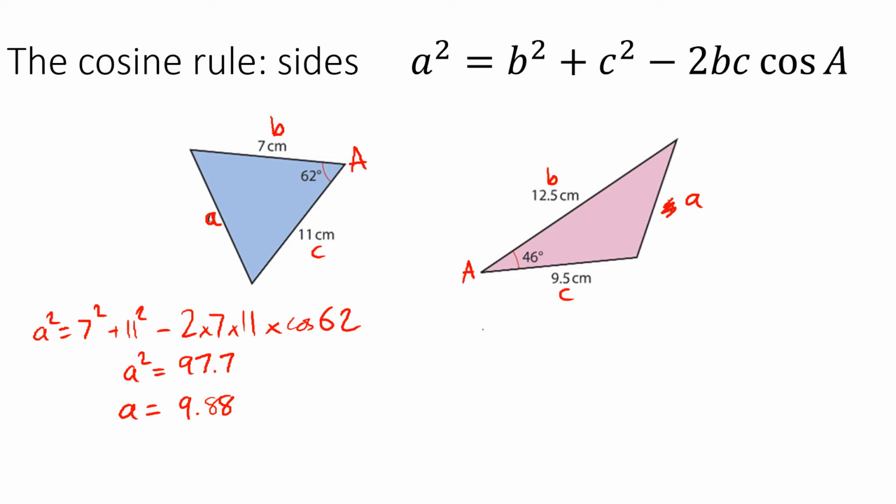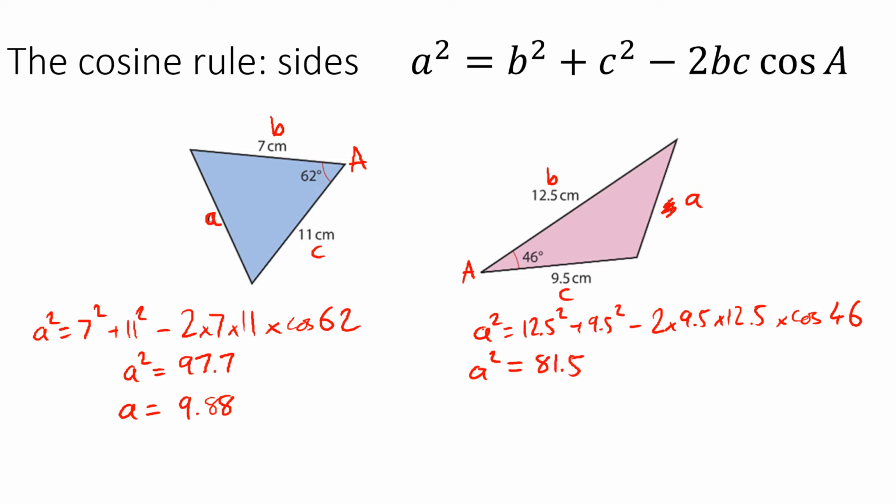So A squared is equal to 12.5 squared this time, plus 9.5 squared, minus 2 times 9.5 times 12.5 times cos 46. So that mouthful gives us 81.5 as our answer. We'll square root that and we'll get that A is this time 9.03. Those are both centimeters, aren't they? Yeah. Hopefully you got those right, and if you can do that, you can apply the cosine rule to find sides. Let's look at angles.